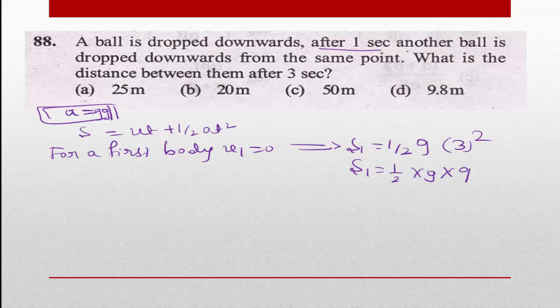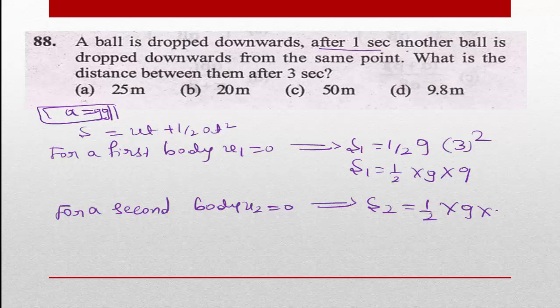After 1 second, another ball is dropped downwards from the same point. What will be the distance after 3 seconds? 3 plus 1 is how much? 4 seconds. That is for the second body. For the second body, u2 is equal to 0. Therefore, s2 is equal to 1 by 2 into g into 4 square. 4 square value is 16.